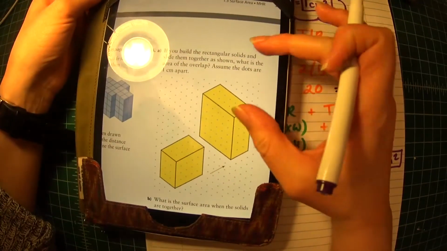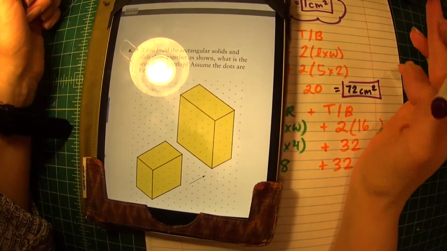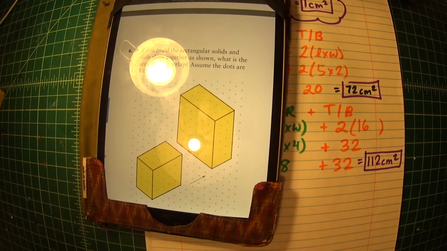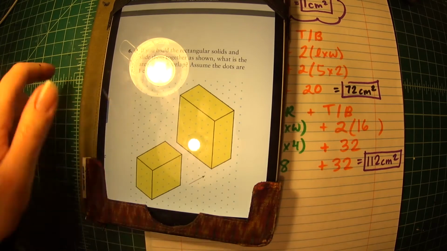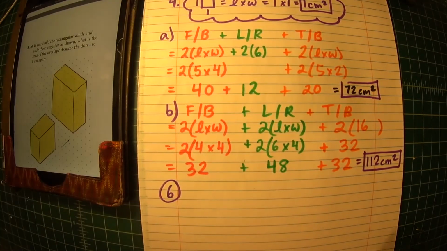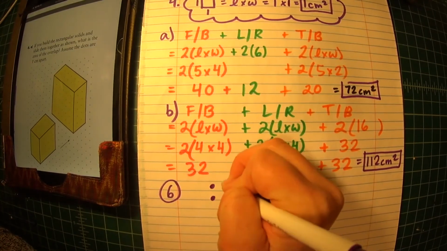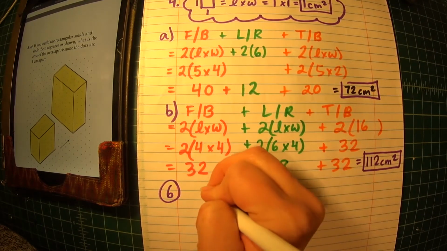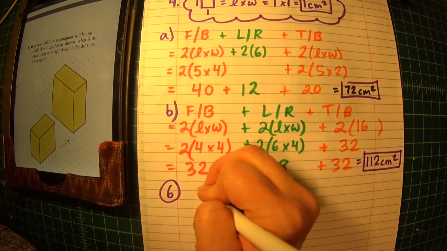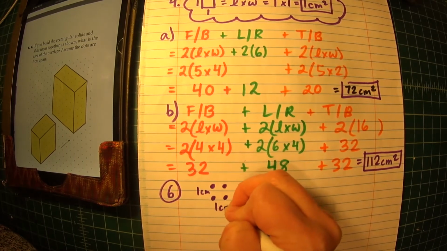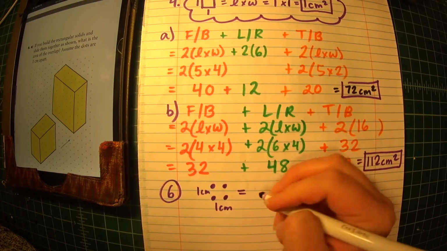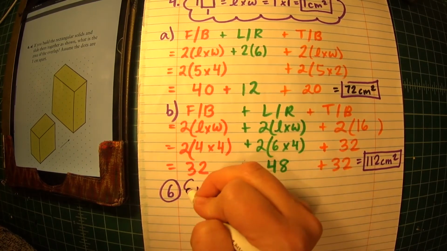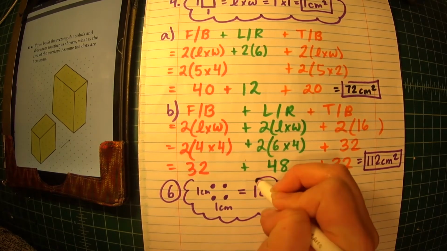Number 6 says, if you build the rectangular solids and slide them together as shown, what is the area of the overlap? Assume the dots are 1 centimeter across. So again, always good to start with your legend. This time we don't have lines, we instead have a dotted grid, but again they're saying they're 1 centimeter apart. So that's 1 centimeter by 1 centimeter. Length times width, 1 times 1, so they're 1 centimeter squared each. So if we want to, we can use this information.